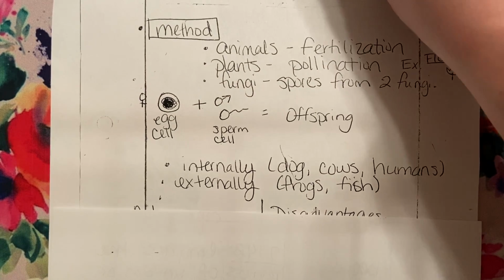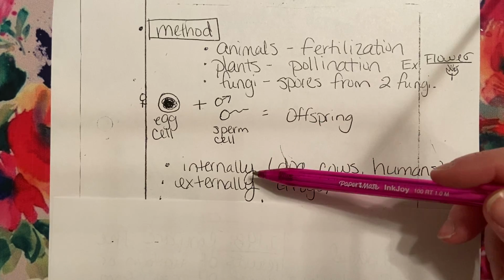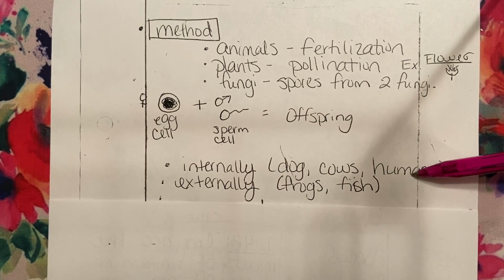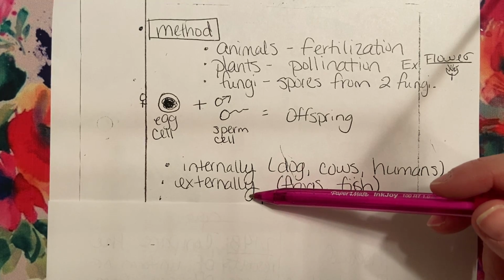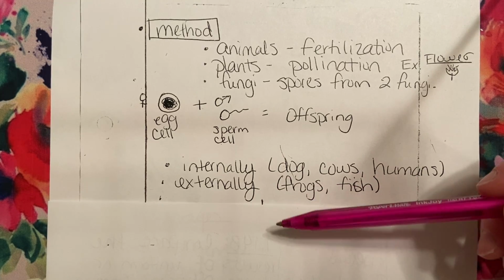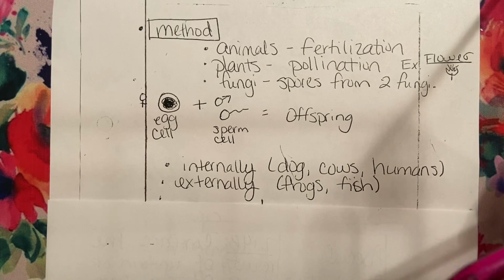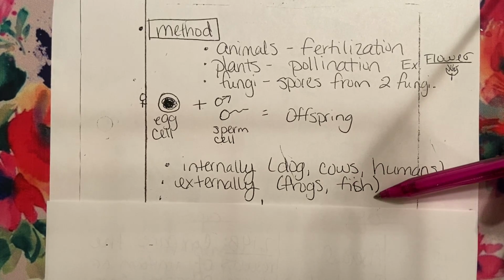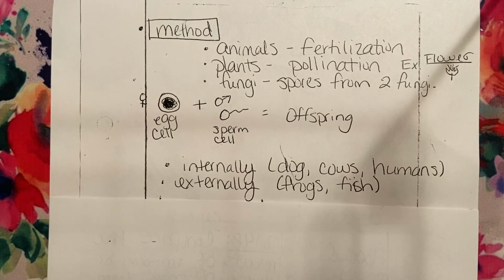Now, sexual reproduction can occur internally. Examples are dogs, cows, humans. Externally means on the outside, so that means the eggs are released and then the sperm will meet the eggs. Examples are frogs and fish. For example, salmon will swim up the river for mating. The females will lay their eggs while the males release the sperm. The sperm will meet the eggs.